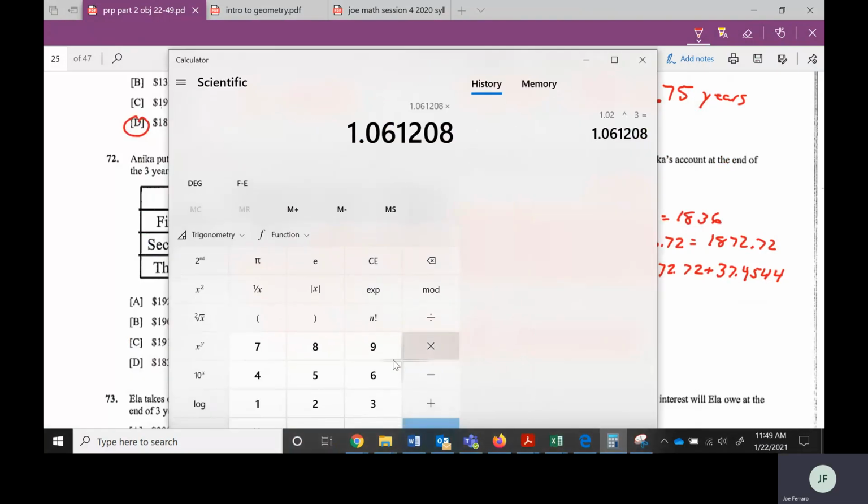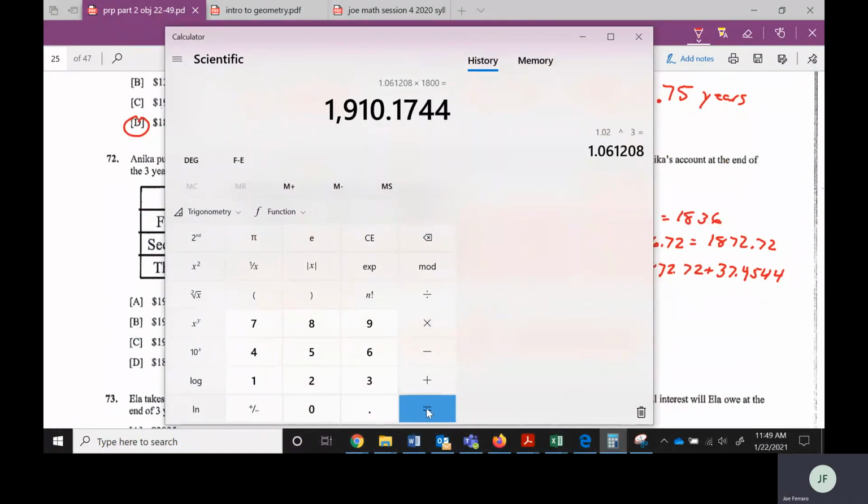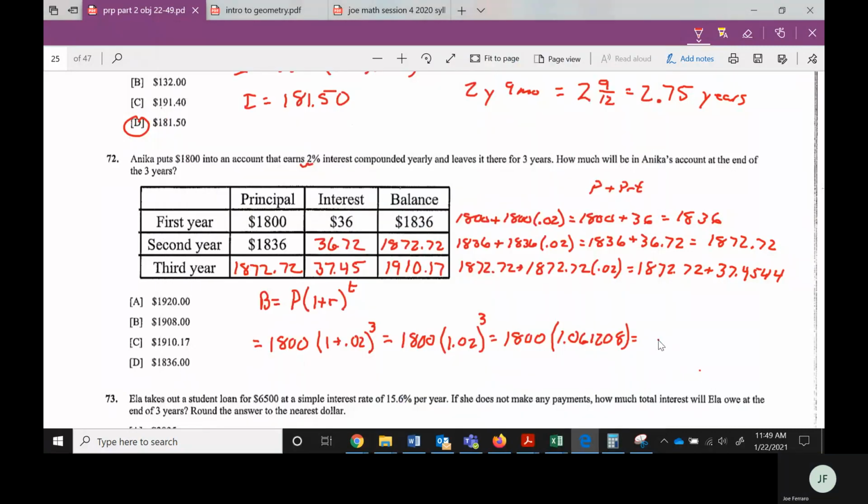Hit times 1800. And here's the number right there, which, as a rounded answer, is exactly what we have here. So you don't have to do all this work. You can use the formula. Okay, so I will do another problem with you with that.